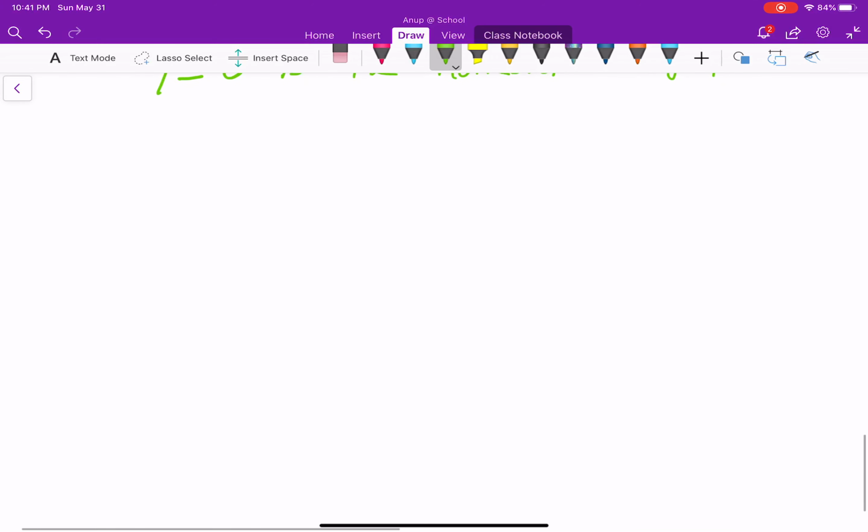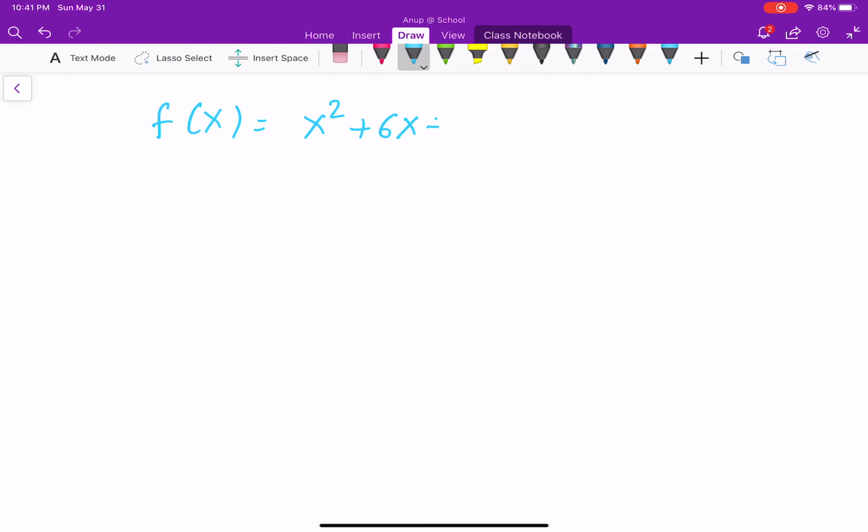Okay, let's take one more example. Let's assume we have a function f of x equal to x squared plus 6x plus 1 divided by x minus 5. What is happening here? The degree of the numerator polynomial is 2 and the degree of the denominator polynomial is 1. So 2 is greater than 1. In that case, the degree of the numerator is greater than the degree of the denominator, so we have no horizontal asymptote. So we write down no horizontal asymptote.